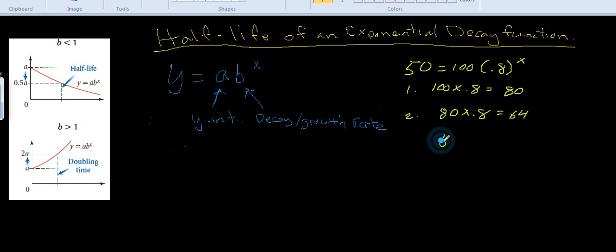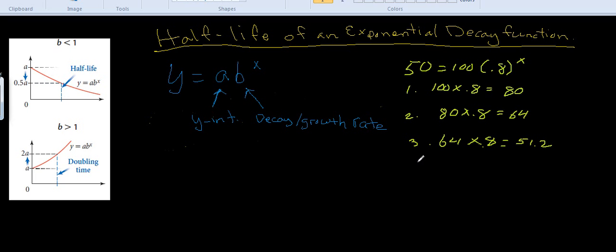And then we take 64, multiply it by 0.8, and we get 51.2. And that would be our third term. Well, a little bit more than 50, but we're getting close. So we know that x is going to be around 3 and a little bit bigger than 3.